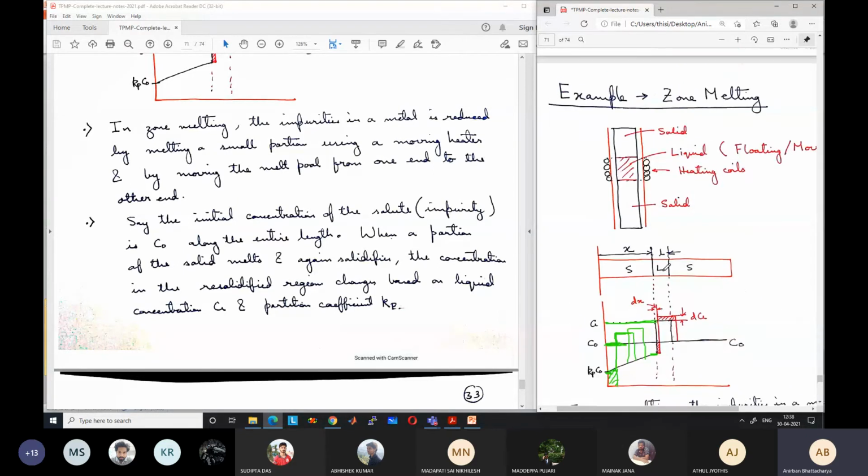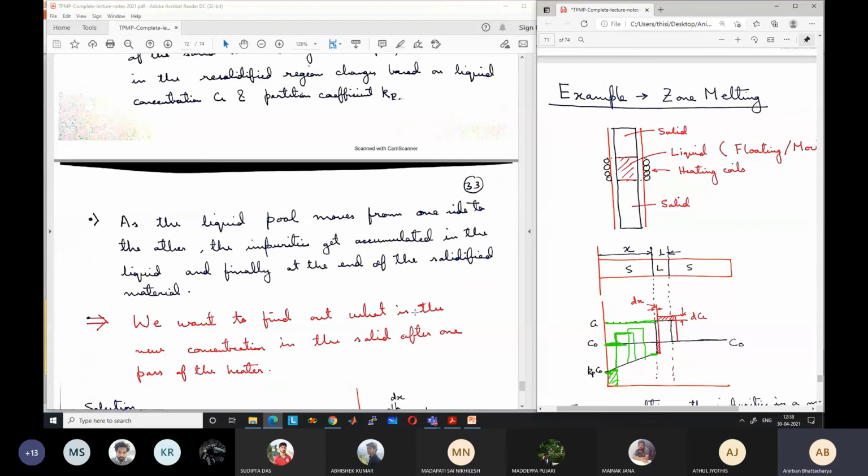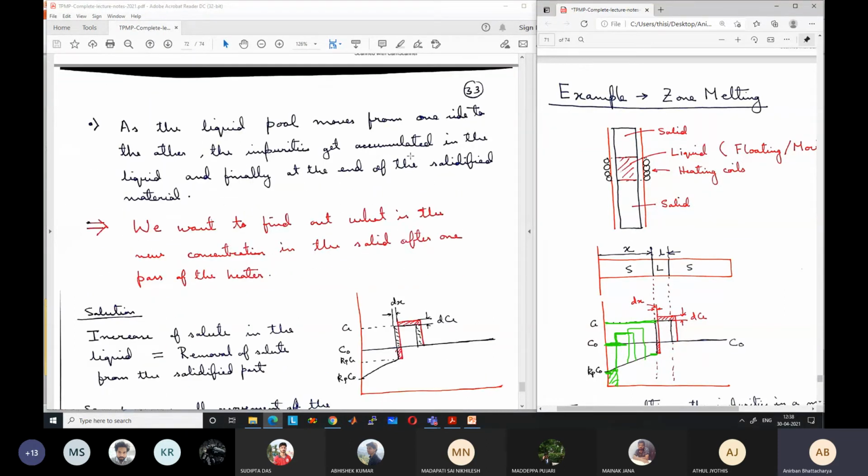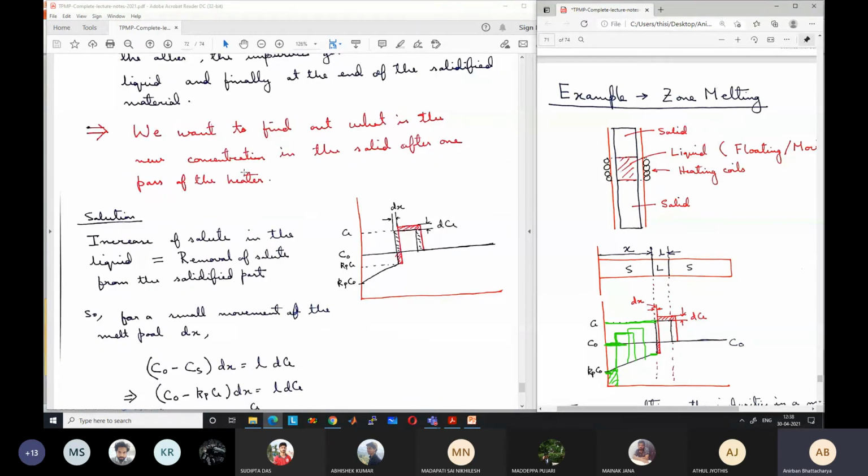When a portion of the solid melts and again solidifies, the concentration in the resolidified region changes based on the liquid concentration Cl and the partition coefficient Kp. As the liquid pool moves from one side to the other, the impurities get accumulated in the moving melt pool and finally at the end of the solidified material. We want to find out what is the concentration of the solid after one pass of the heater. To do this, let us consider this diagram, again the same diagram that I was showing.